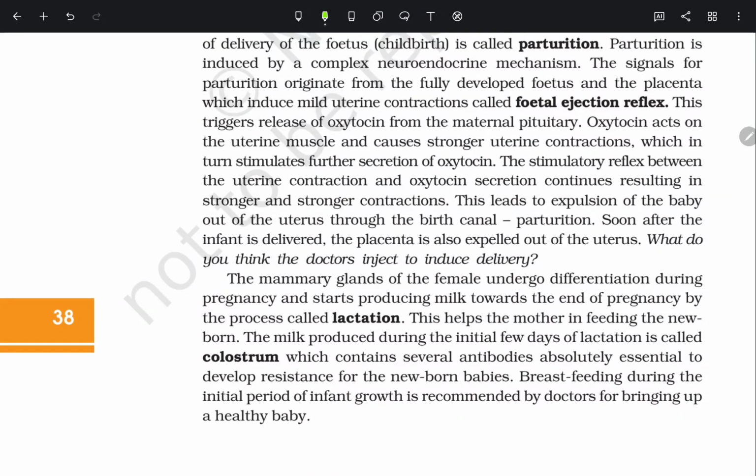This triggers the release of oxytocin from the maternal pituitary. Oxytocin acts on the uterine muscle and causes stronger uterine contractions, which in turn stimulate further secretion of oxytocin. The stimulatory reflex between the uterine contraction and oxytocin secretion continues, resulting in stronger and stronger contractions. This leads to expulsion of the baby out of the uterus through the birth canal. Parturition.